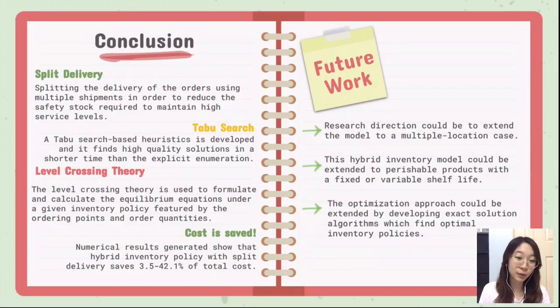Some future work for the research is also highlighted. First, the research direction could be extended to a multiple location case. Second, this hybrid inventory model could be extended to perishable products with a fixed or variable shelf life. Third, the optimization approach could be extended by developing exact solution algorithms which find optimal inventory policies.